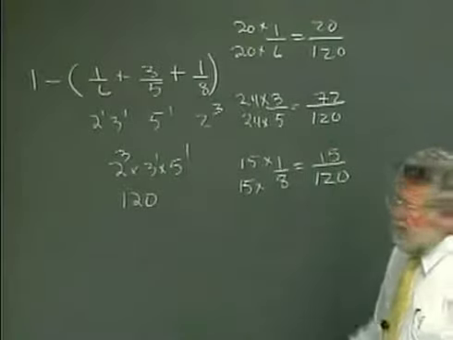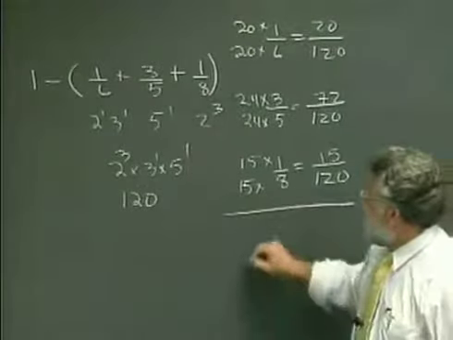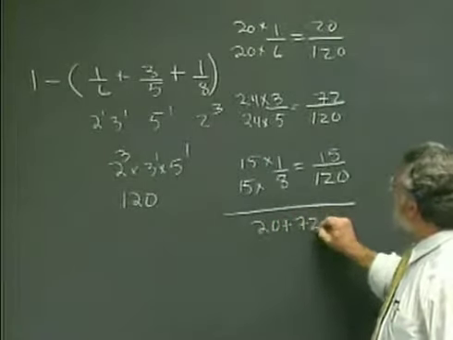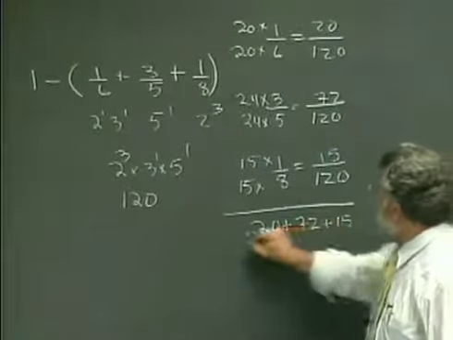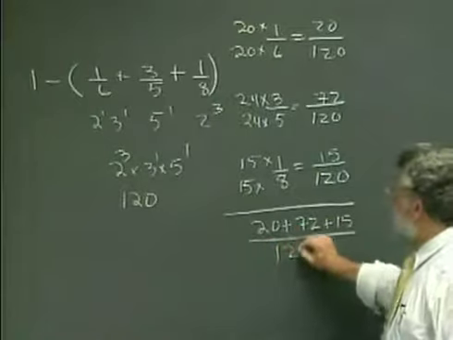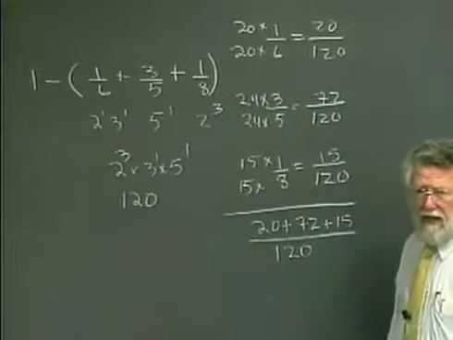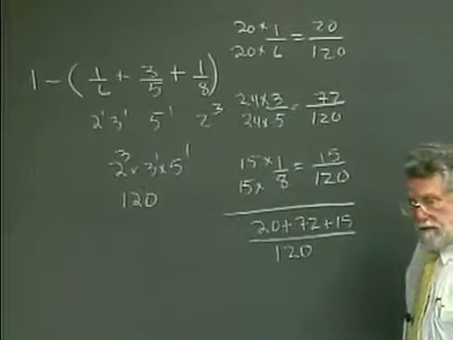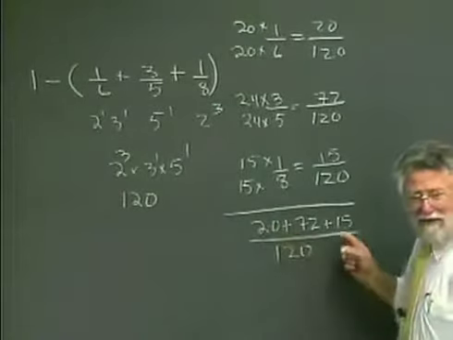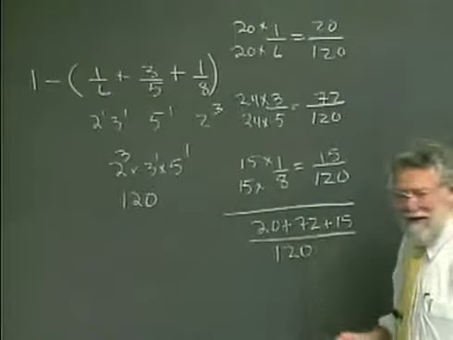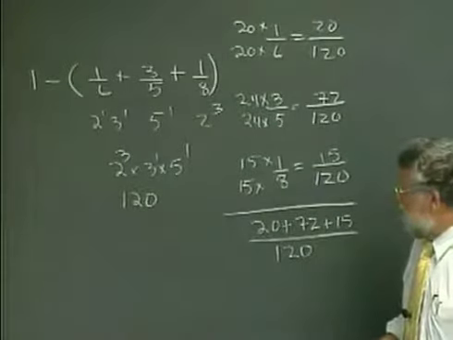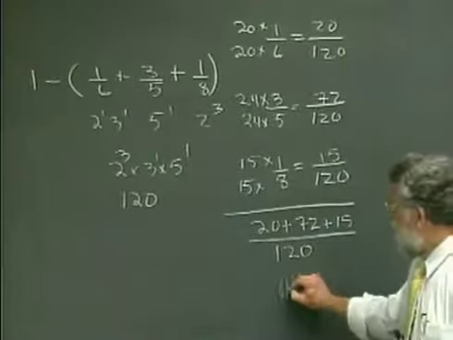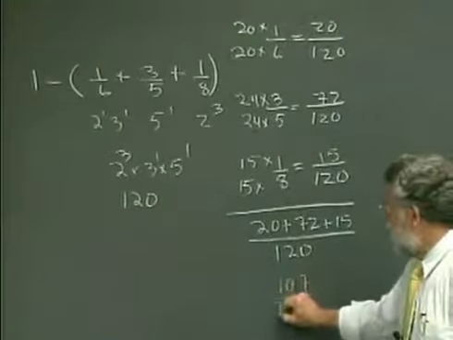Now, the intermediate step, since I want to add these, is to take the 20, the 72, the 15, and put it over the 120. Okay, and that comes out as what? Okay, 20 and 15 is 35. Add that, and you get 107. Do we agree? 107 over 120.